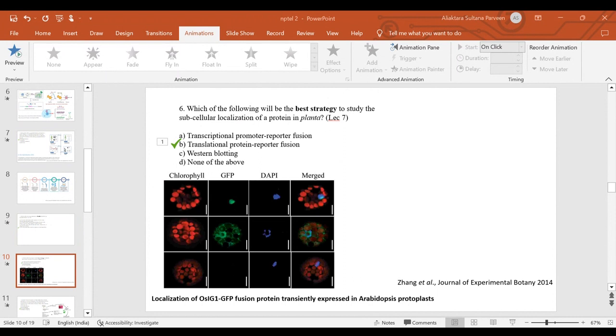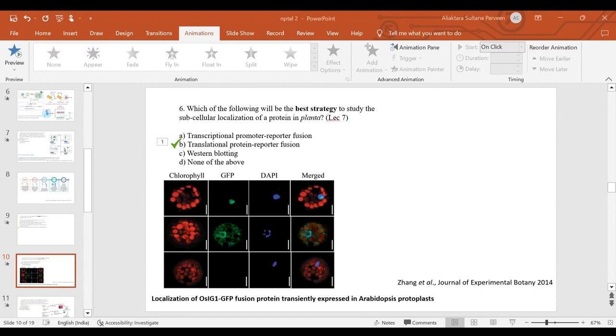Okay, what's the answer for this question? Best strategy to. I will give a hint here. It's already in the question: subcellular localization of a protein. So definitely the answer has to be answer B, that is a translational protein reporter fusion.